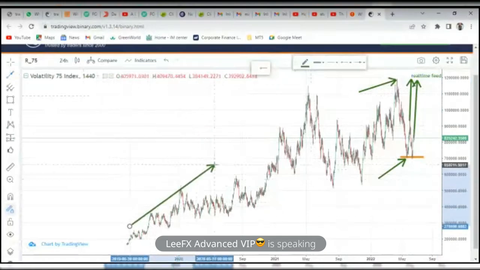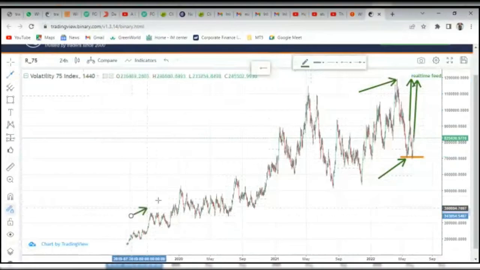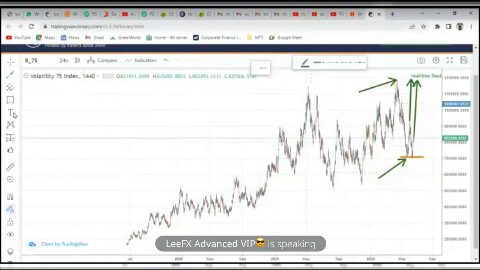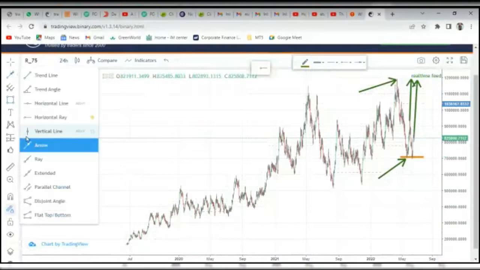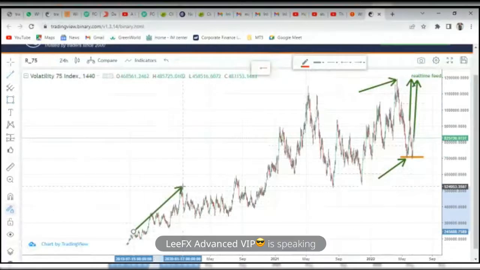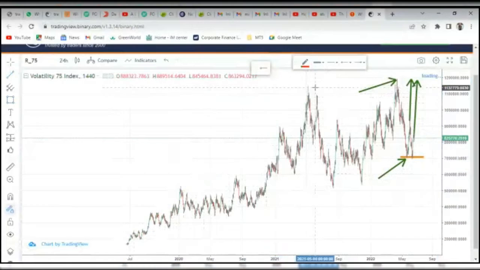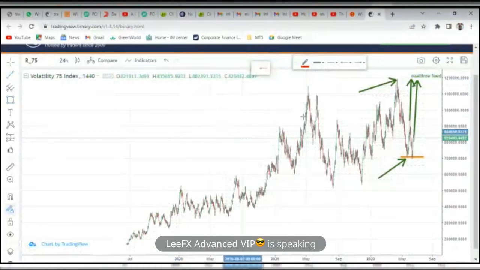So I'm just using my pointer here. Don't know why it is. Okay, let me try to use a trend line. Okay, so it was coming like this. Don't know why it's failing.